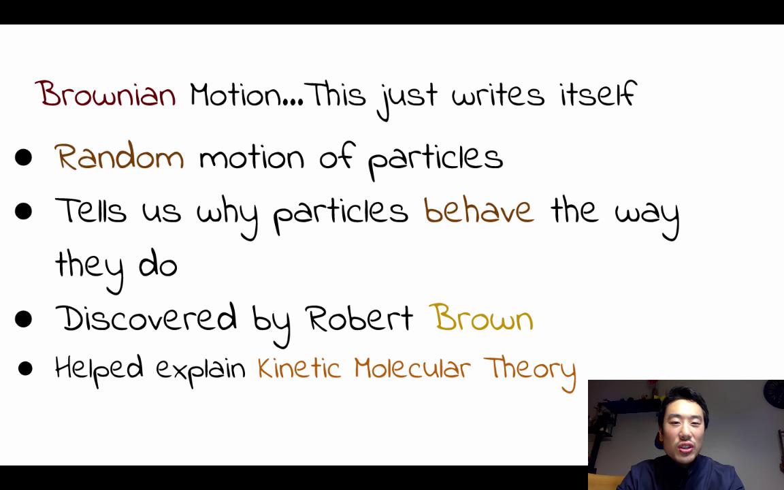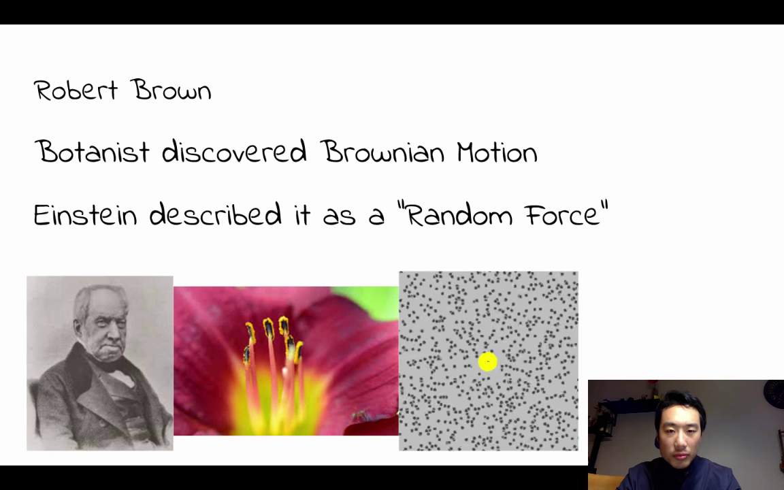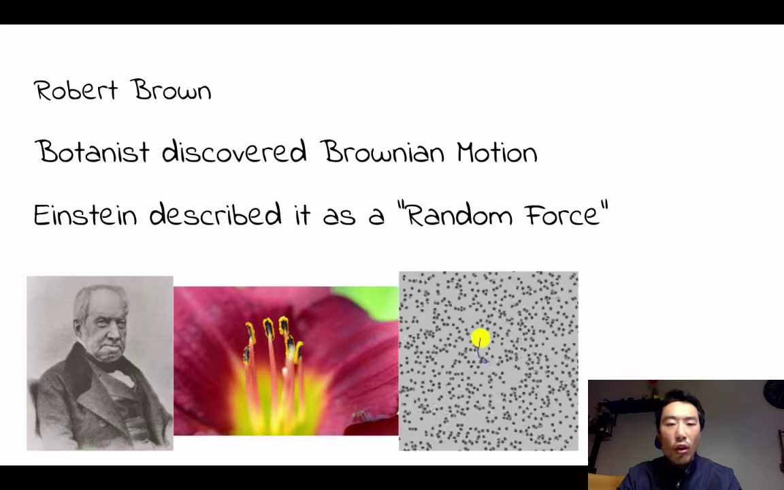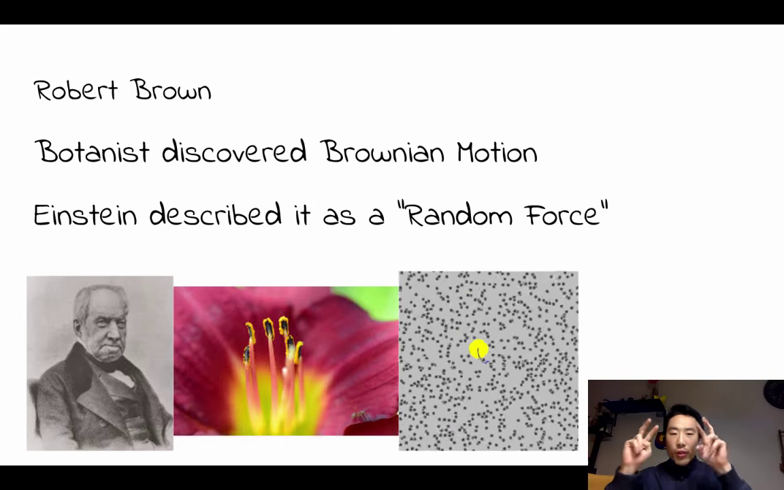So Brownian motion is the random motion of particles, and the key word here is, of course, random. This explains why particles behave the way that they do. It was discovered by a botanist named Robert Brown, and with this discovery, Einstein was able to help explain the kinetic molecular theory. So Robert Brown was a botanist that discovered Brownian motion, and Einstein came along and described it as this thing called a random force.